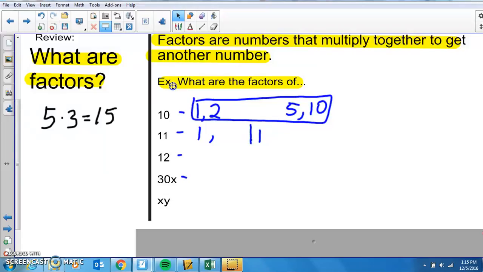2's not gonna work, 3's not gonna work, 4, 5, 6, 7, 8, 9. So the only factors we have for 11 are 1 and 11.